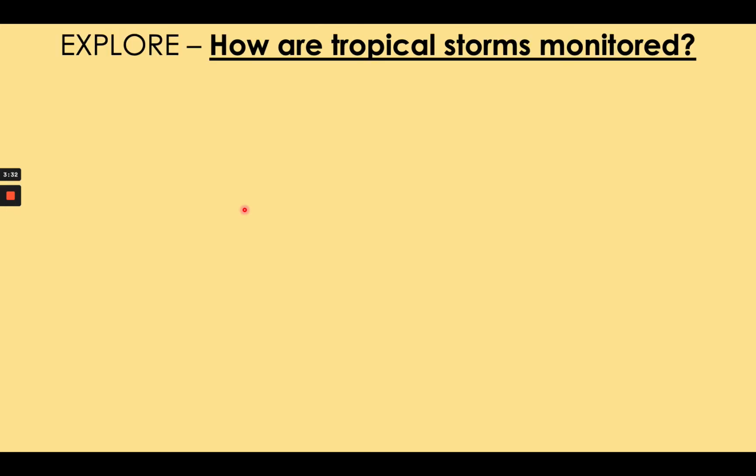This whole process starts with monitoring a tropical storm, knowing where it is and how powerful it is. Please write this subtitle and underline it with a ruler. So how do we monitor tropical storms? Well, it all starts with this.